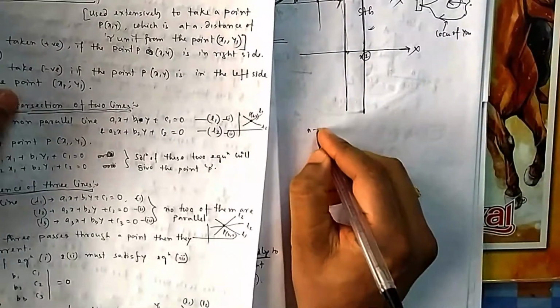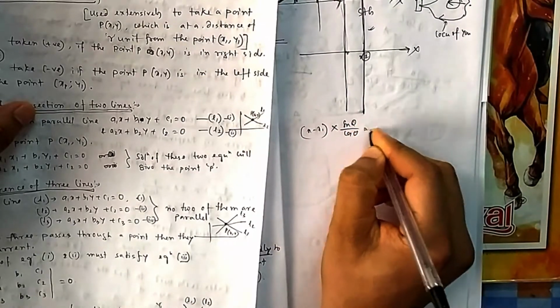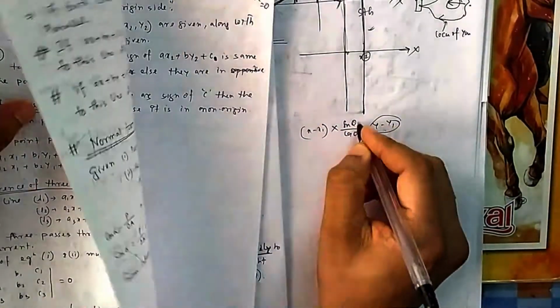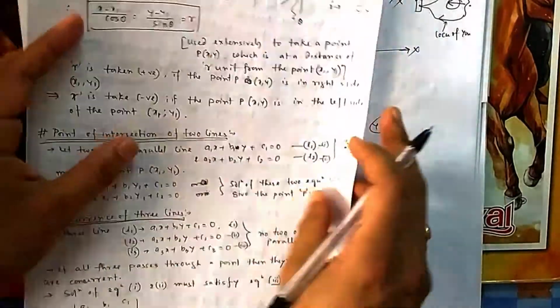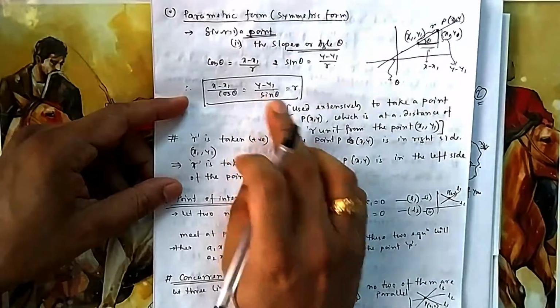This is your old formula only. If you write x minus x1, and if you take sin theta by cos theta here, then this gives your old formula, y minus y1 equal to m into x minus x1, the formula you have learned. But this is a different way of writing it. That's why they are saying it is in parametric form and symmetric form.